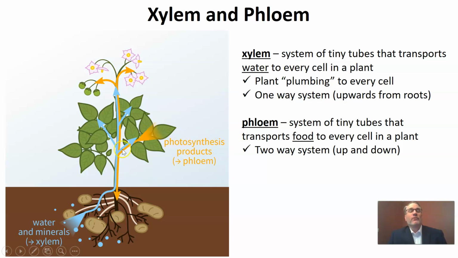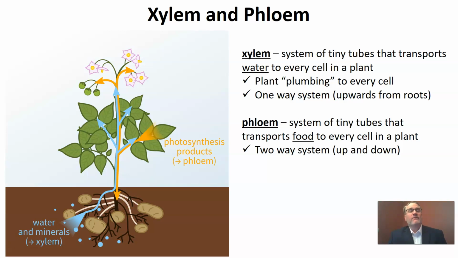So, if food is made in the leaves, the phloem, these tiny tubes, are going to transfer that food up, and they're going to also be able to transport it down. So, that's a major difference. One of the systems transports mostly water, while the other transports mostly food. One is a one-way system, the other is a two-way system.